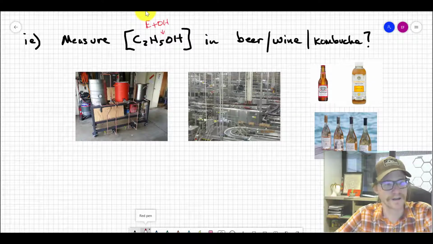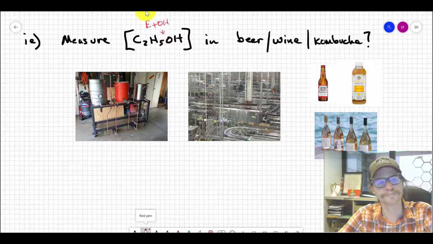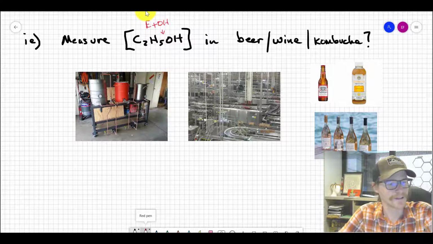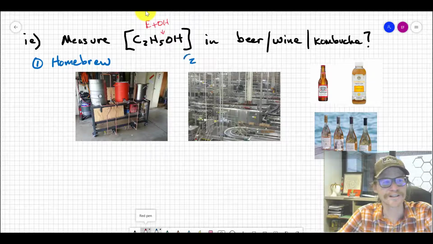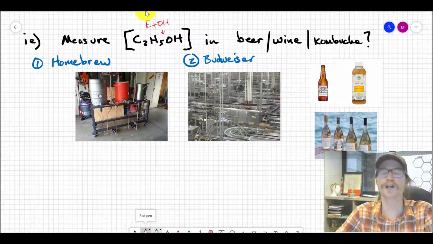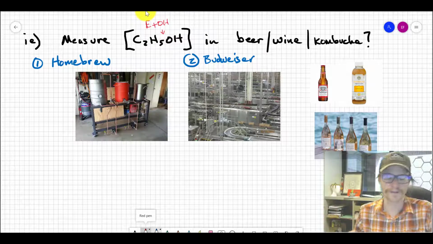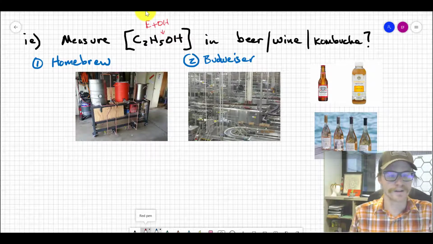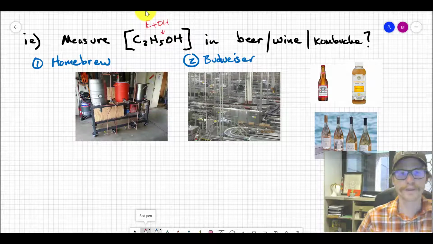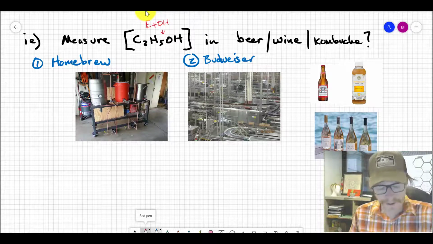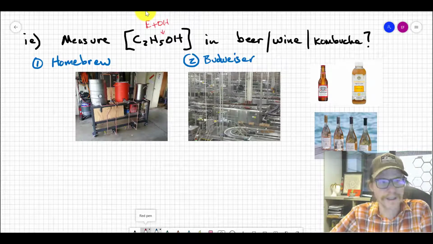And what I have is a picture of a homebrew setup here on the left. So let's draw this in. This is a way to make it at home, which is how I do it, versus the picture to the right, which is the Budweiser factory, which is sort of industrial scale production of a fermented beverage. In this case, it's beer, but it could just as easily be wine or like a fermented tea like kombucha.